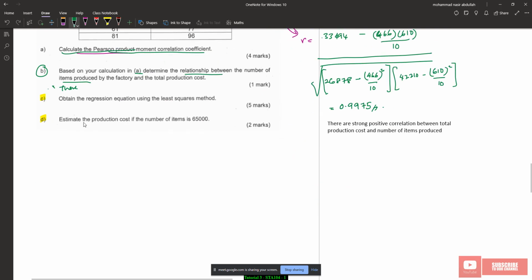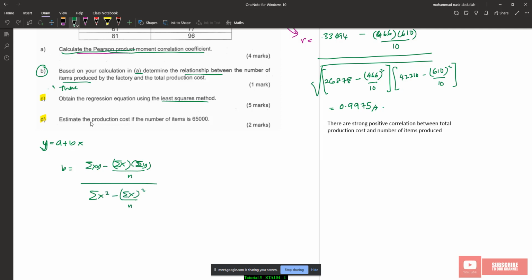So next, we obtain the regression equation using least square method. So least square method, y equal to a plus bx. So b is equal to summation of xy minus summation of x multiplied with summation of y, divided by n, everything divided by summation of x square minus summation of x, squared, divided by n.